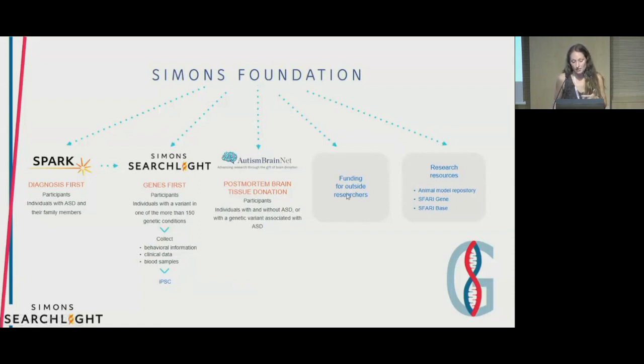The other thing that we have, and it's really important to point out, is funding. So funding for researchers everywhere. We want researchers all around the world applying for our funding. And we often give feedback as to how to make a project stronger. So feel free to ask and find out what funding we have. And then we have other research resources like our animal repository, our SFARI Gene online public genetic database. And then we have SFARI Base, where these requests come in from researchers, where your data is living.